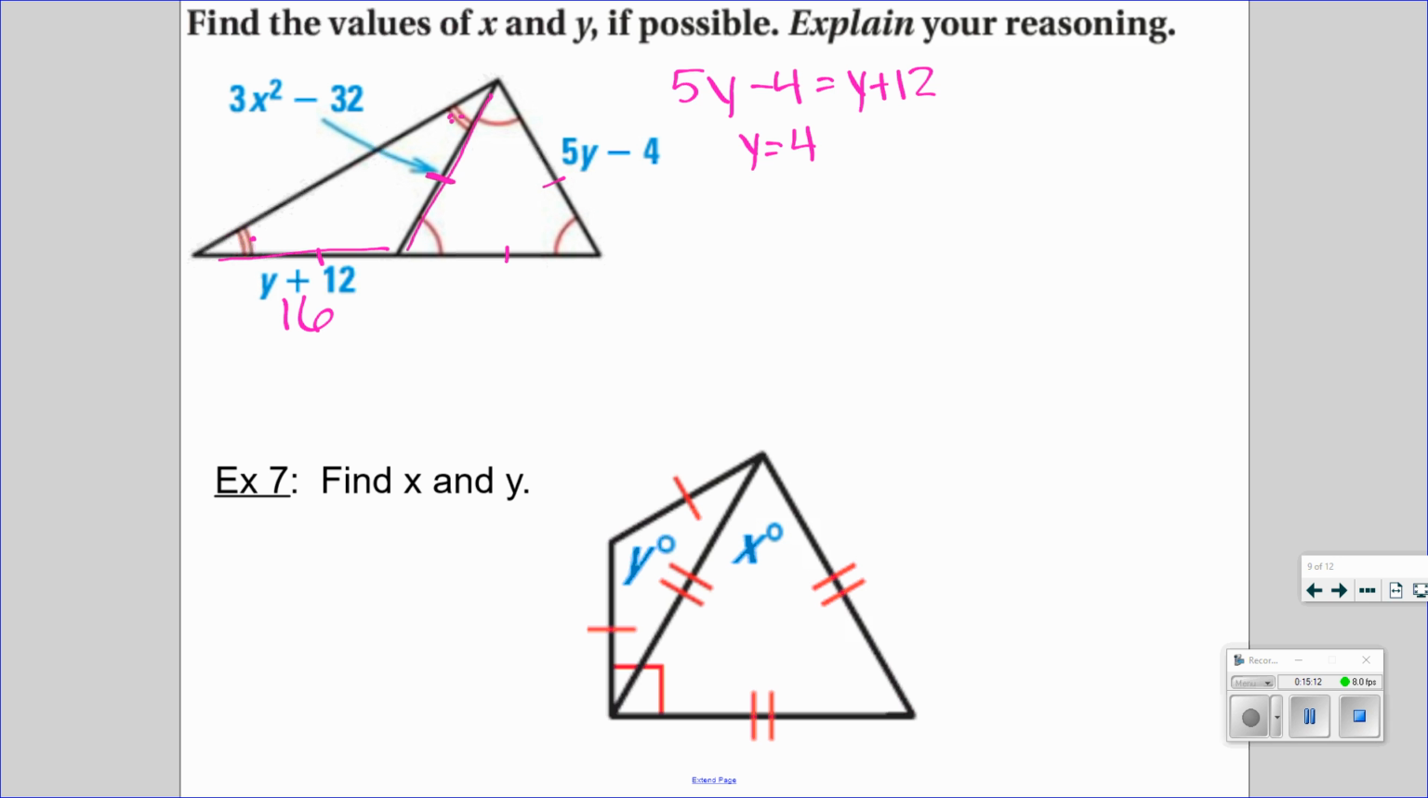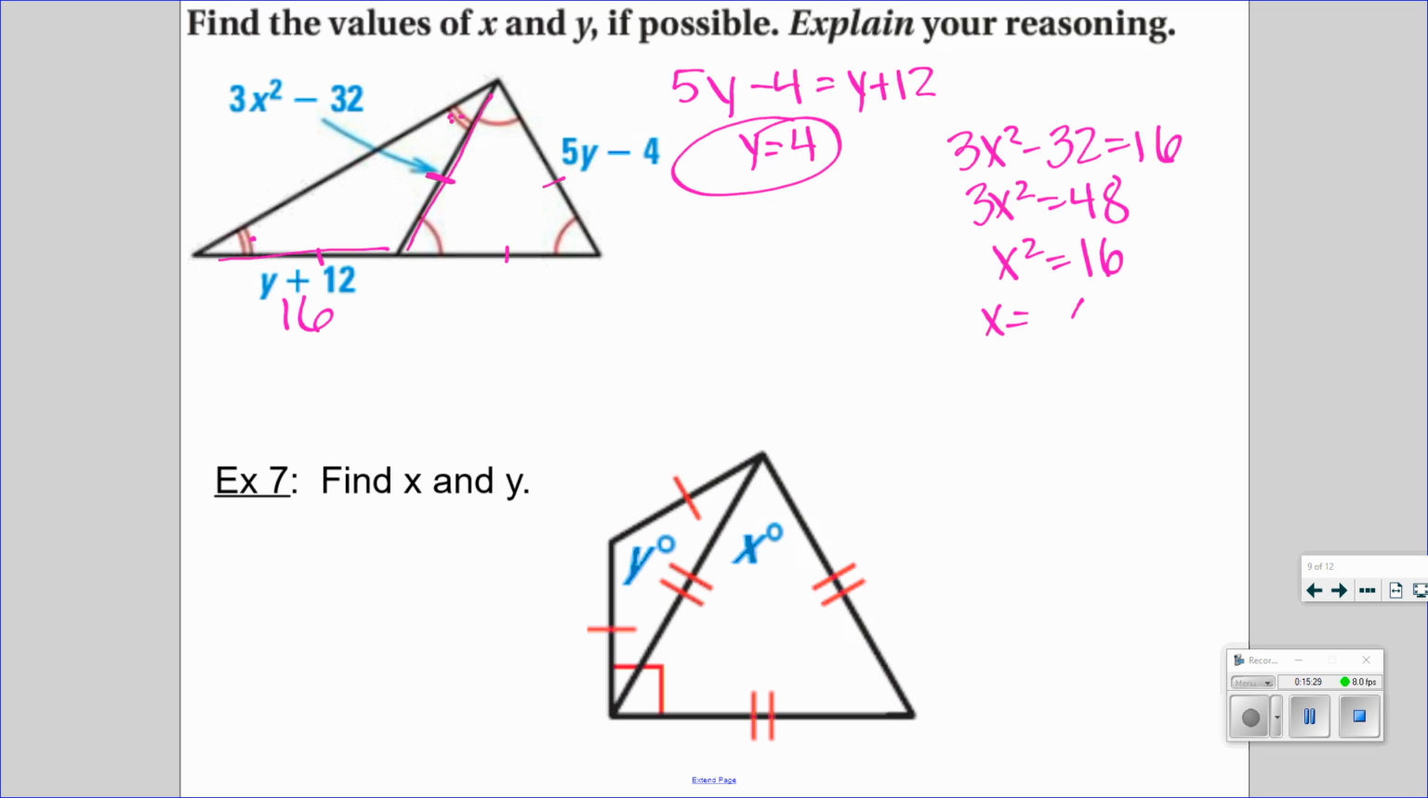3x squared minus 32 equals 16. Correct. And then I have 3x squared equals 48. Wonderful. We divide that by 3, so x squared equals 16. And now when you take the square root, positive or negative.